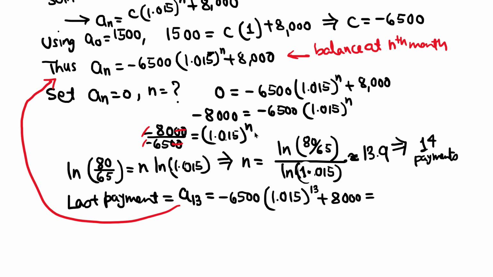Now use your calculator. It comes out to be about 111.91 dollars. Okay, that's the, in fact, last payment. That's the balance after 13 payments. So this will be the last payment, 111.91, final.